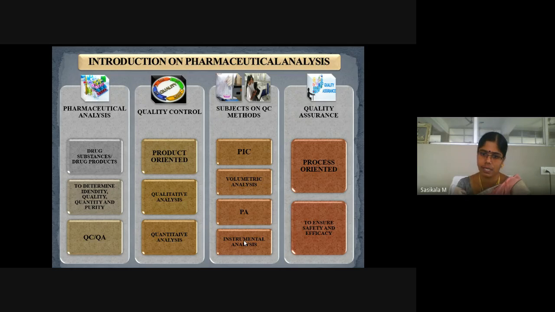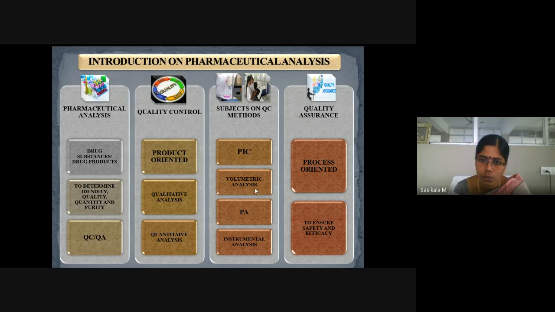The sample can be called the analyte here when you are carrying out analytical methods. Drug substances or drug products may be called the analyte. According to its physical and chemical properties, we will choose the particular instrument relevant to that category of sample, and will analyze it qualitatively and quantitatively. So we are going to discuss various analytical methods under various instrumental methods in pharmaceutical analysis.